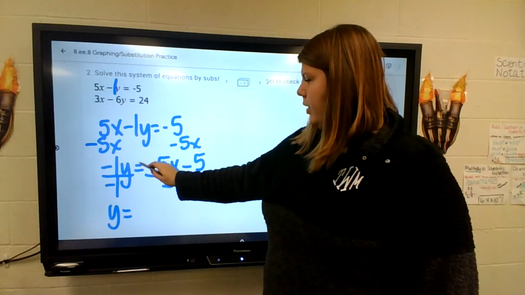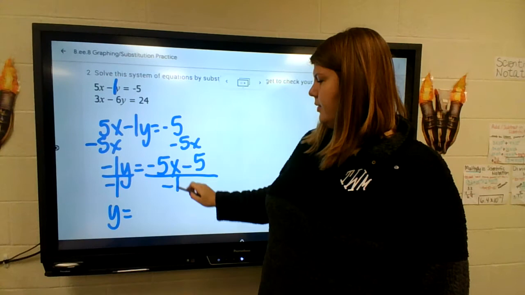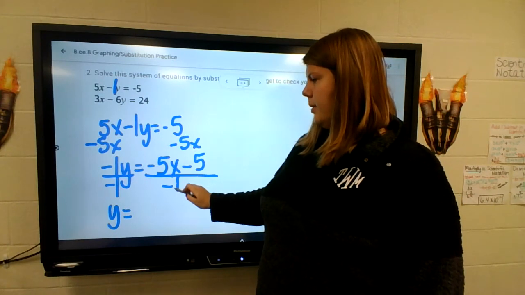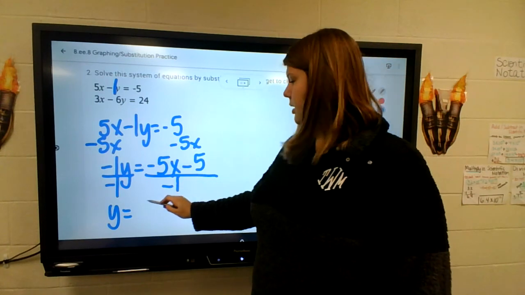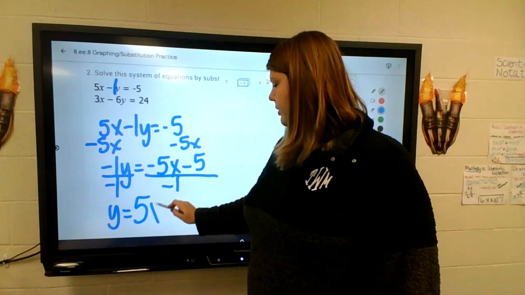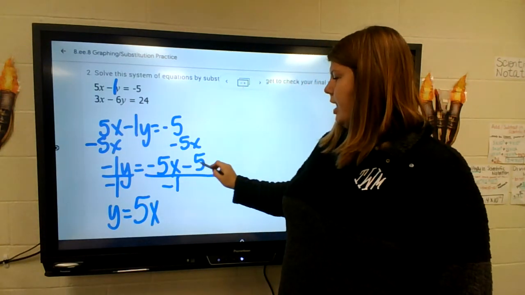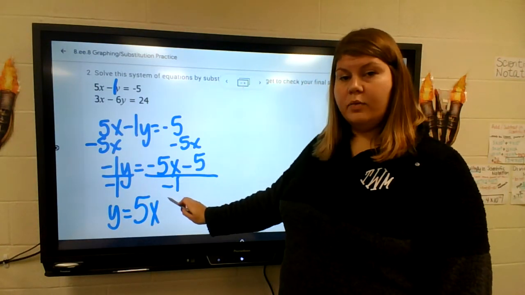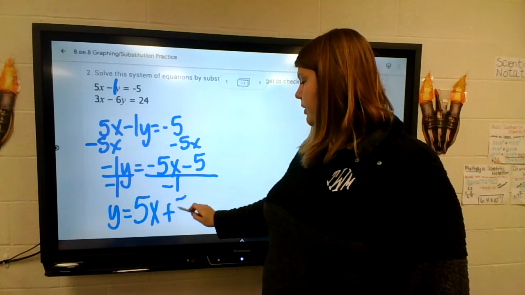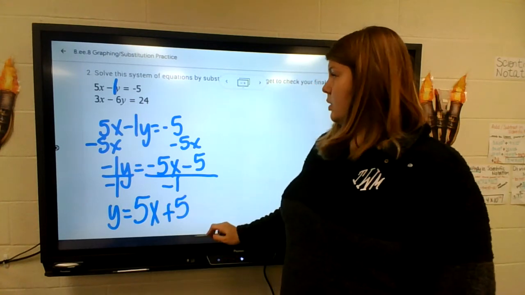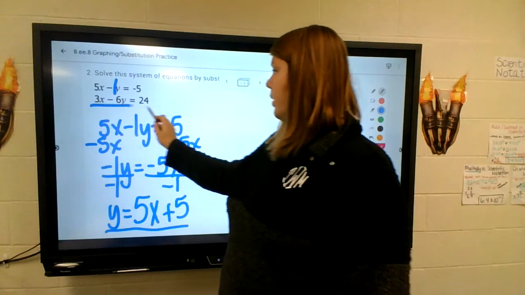Well, now I got to look at, okay, -5x divided by -1. Well, negative divided by negative is a positive. So that's going to give me a +5x. And now again, I'm taking a -5 divided by a -1. Again, giving me a +5. Okay, so now I have this equation and this equation that I'm working with.